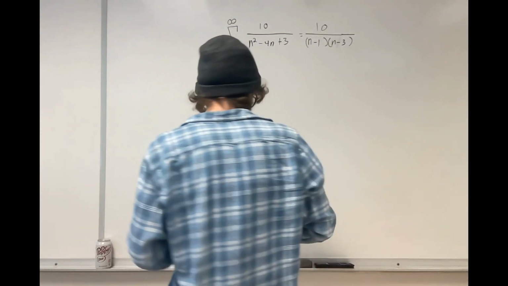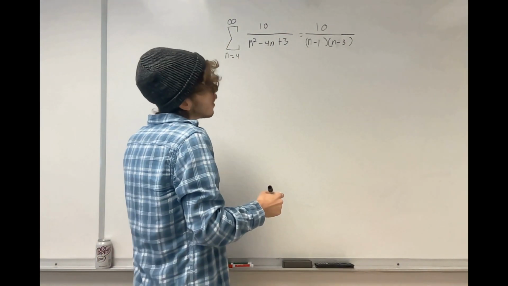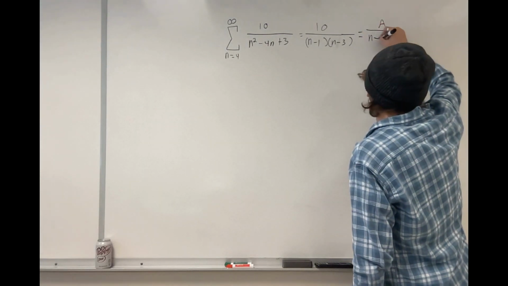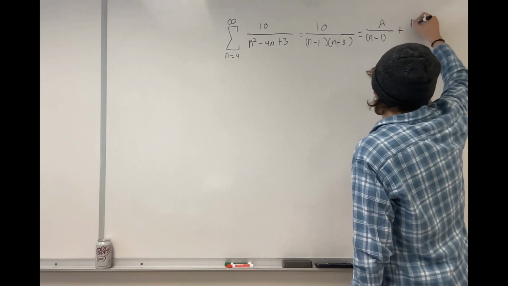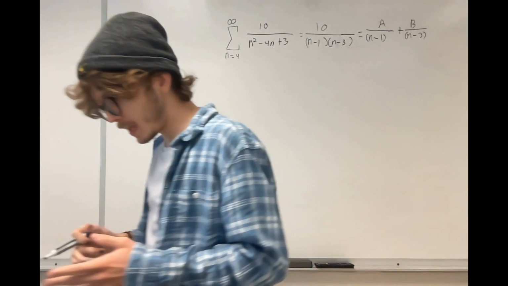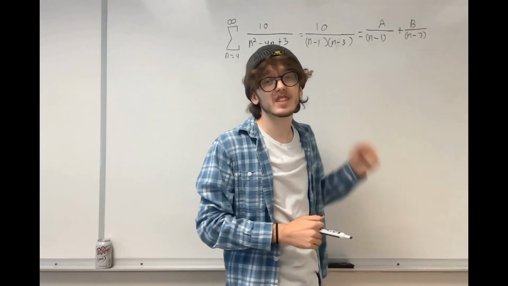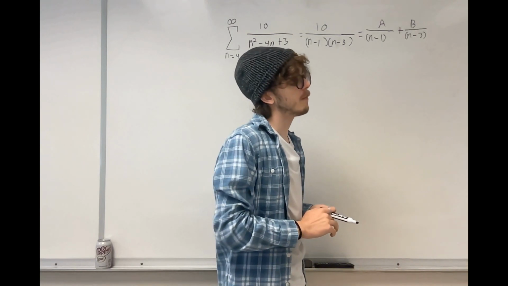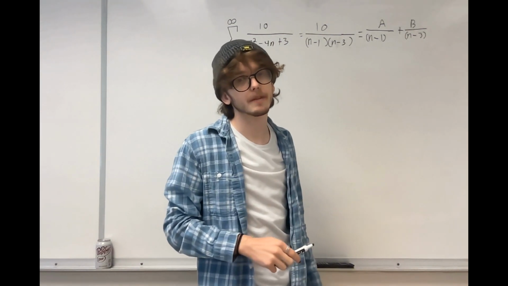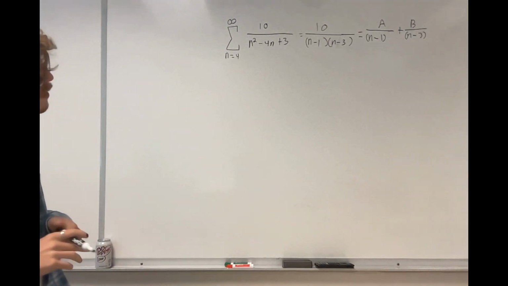Now, these are irreducible factors, meaning they can't be simplified anymore. What we can do is say this is equal to a over n minus 1 plus b over n minus 3. We are allowed to do this because for every linear irreducible factor, we put a constant. If this was a quadratic factor, then we'd have to put ax plus b for it. But knowing this and knowing that this is equivalent, we can now solve for a and b respectively. And how do we do that?